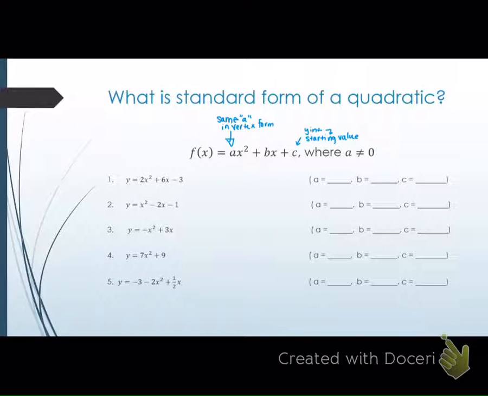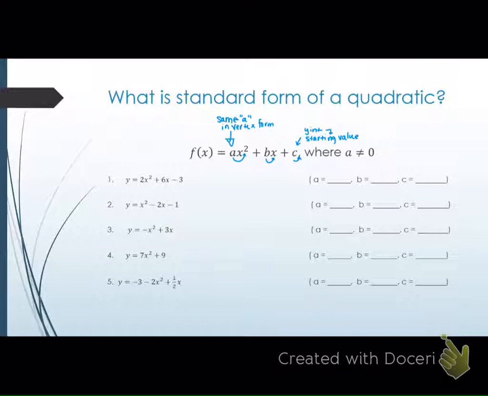So vertex form gives us the vertex and gives us all the things that A gives us. Standard form gives us the y-intercept and the A value as well. So we are going to have to learn how to find that vertex in order to be able to do these problems. So first we need to understand what A, B, and C are. A is always with the x squared, B is always with the x, and C does not have a variable. So just remember that, all right?